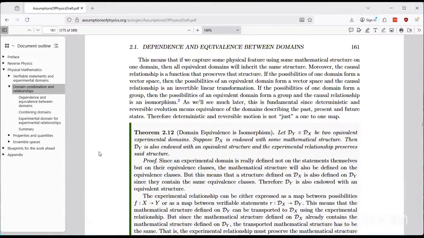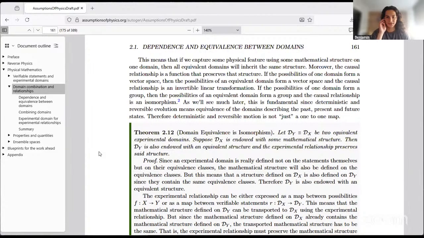As we'll see much later, this is fundamental since deterministic and reversible evolution means equivalence of the domains describing the past, present, and future states. Therefore, deterministic and reversible motion is not just a one-to-one map. Okay, so this is, I guess, the theorem associated.